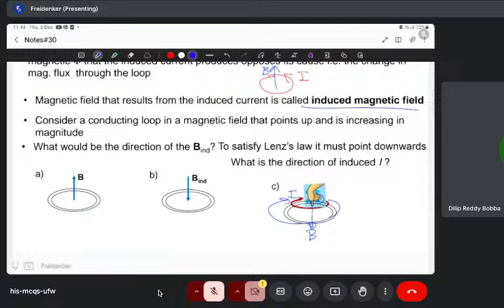You can try it here as well. If you have a magnetic field upwards, take your thumb, point it upwards. It's a right hand. And if you curl your fingers, you will get the direction of the induced current. Here also the same. You take your thumb, point it downwards, then your current will be in this direction. If you curl your fingers, you'll get the direction of the induced current.